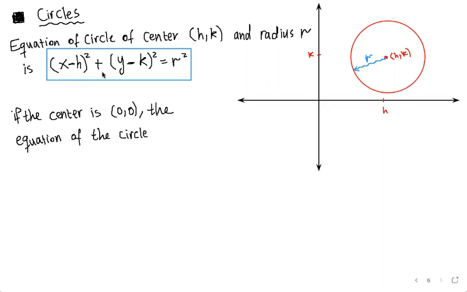So x squared plus y squared. So the equation looks like x squared plus y squared equals r squared. You plug here 0 and you plug here 0. So I get x minus 0, everything squared is x squared, plus y minus 0, everything squared is y squared, equals r squared. Okay.